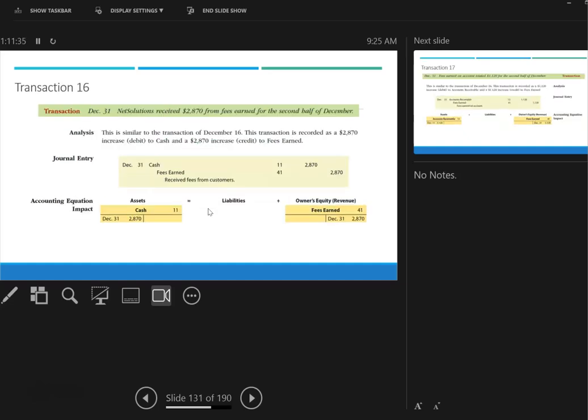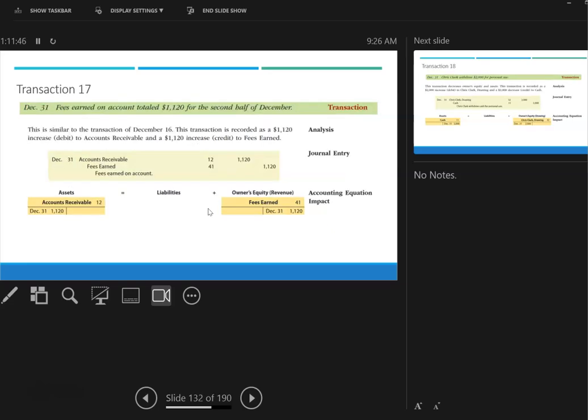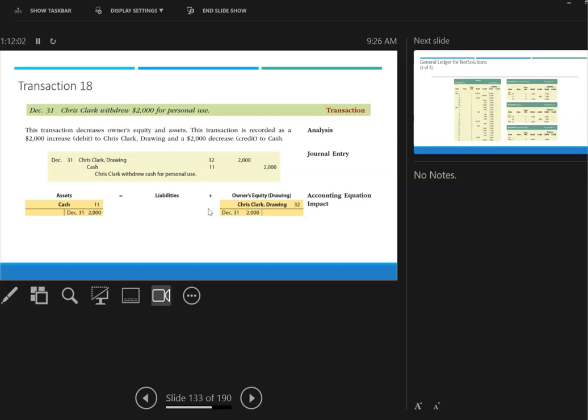When we received fees earned of $2,870, we got that cash. What do we do? Debit cash, credit our fees earned. And then when we provided work and we earned it, but it's on account, that means it's an accounts receivable. We're waiting to receive the money, and credit fees earned. Clark withdraws money. That's a drawing, a credit to cash.